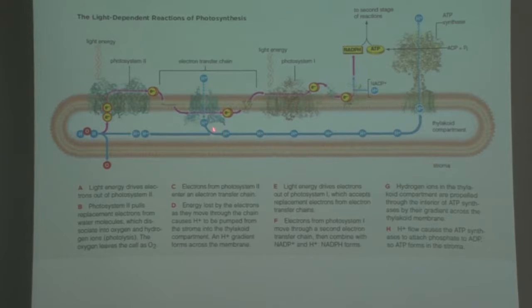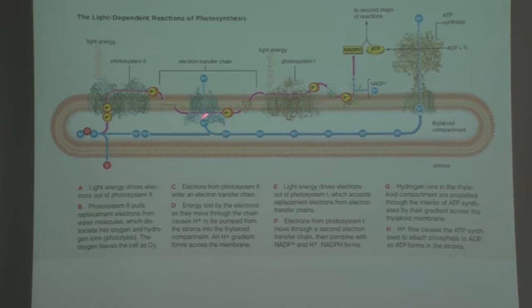When the reaction center here is empty, it gets filled by hydrolyzing H2O to O2 and H+. So another electron comes in here, and the next time light energy comes in, it gets excited again, and this goes on and on. Then the electron goes to the next photosystem, where light energy gets absorbed, and the electron is transported to produce NADPH.